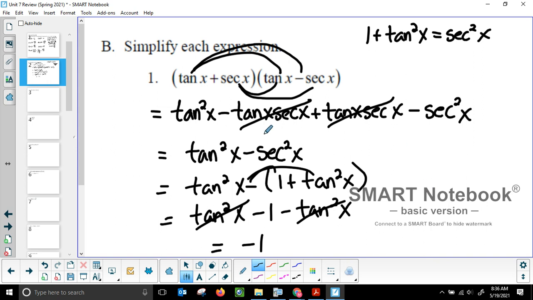Now, I guess technically you could have solved for tan squared x and done secant squared x minus 1, and then replaced tan squared x with secant squared x minus 1. You would have ended up with the same thing. Any questions or concerns there?